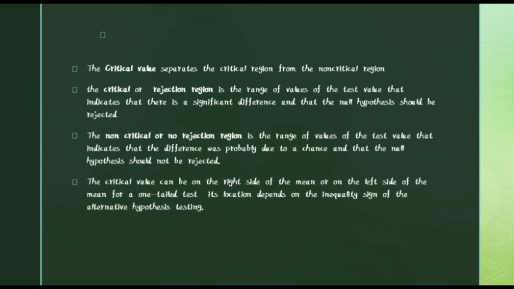that there is a significant difference and that the null hypothesis should be rejected. The non-critical or non-rejection region is the range of values of the test value that indicates that the difference was probably due to chance and that the null hypothesis should not be rejected.